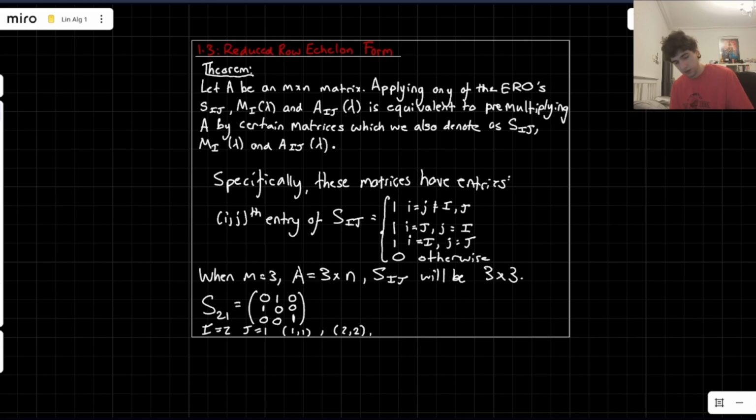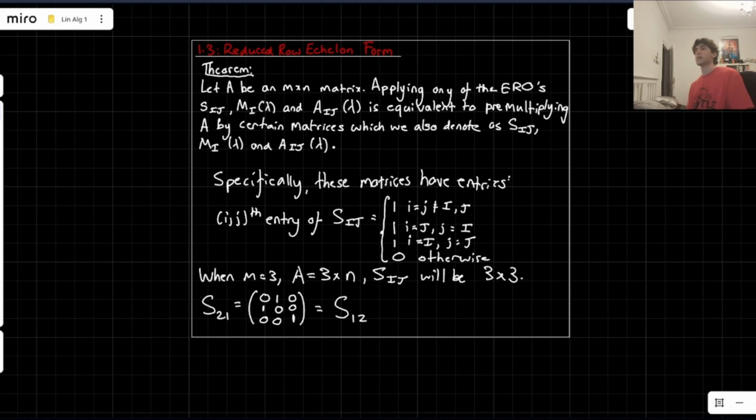This is effectively the elementary row operation, which once you pre-multiply any matrix A, any 3 by n matrix A, by this matrix, you will basically swap the first and second rows of A, okay? And I'm pretty sure that this will be the same as S12, because you're doing the same thing, right?